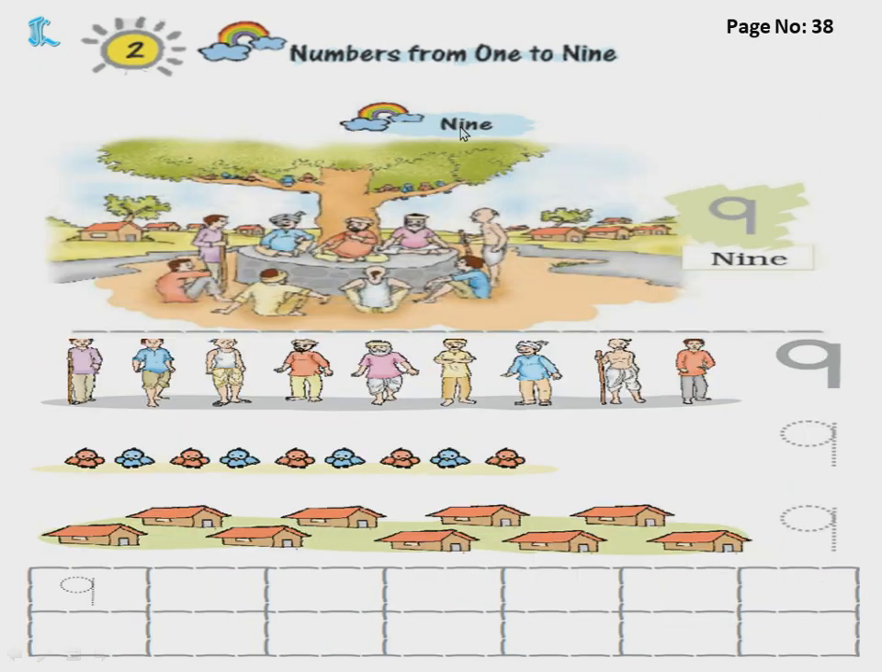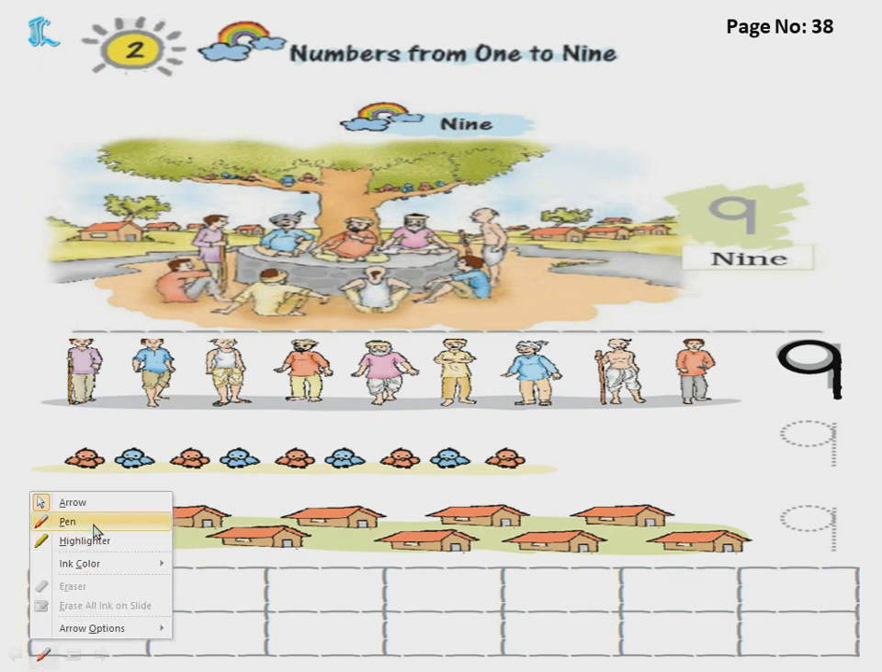38, 9. N-I-N-E, 9. Let's see how to write 9. First a circle, then a standing line. Count the number of people sitting here. 1, 2, 3, 4, 5, 6, 7, 8, 9. Count this. 1, 2, 3, 4, 5, 6, 7, 8, 9 birds. Count the houses. 1, 2, 3, 4, 5, 6, 7, 8, 9.